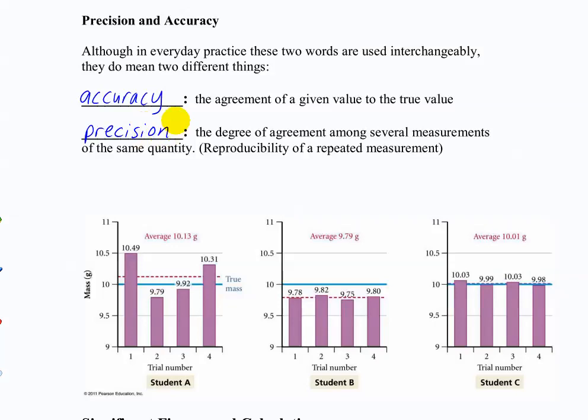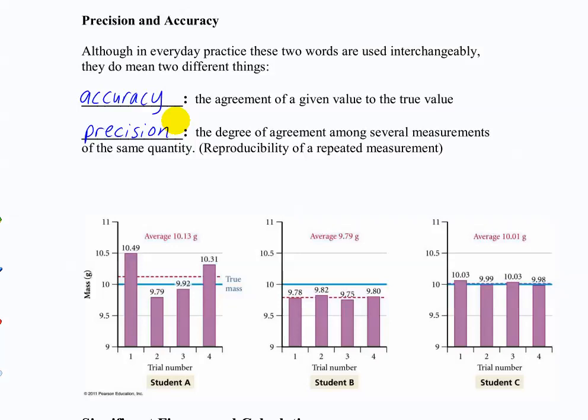And this is really only as applied to measurements. I mean, if you say something that's right and I say precisely, I could have also said, that's accurate. We use those things interchangeably in everyday conversation. But when we talk about a measurement, this is what we're talking about. So let's look at these three different sets of data and decide how to describe them.